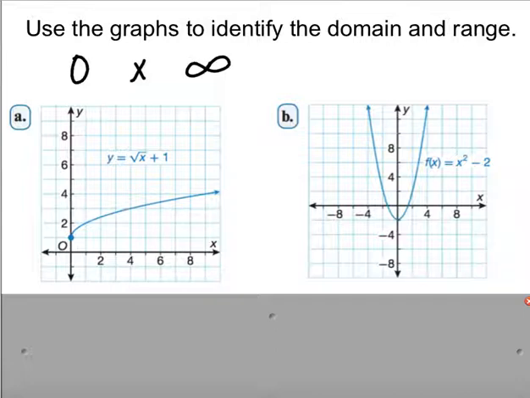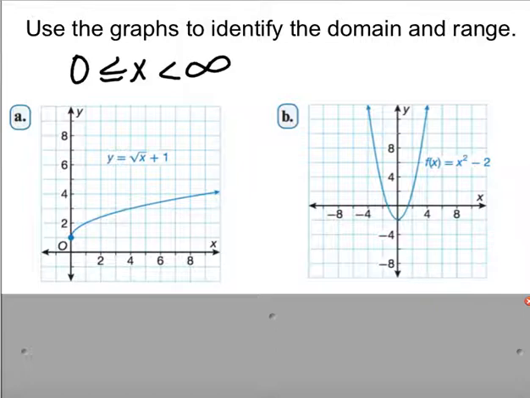Okay? Can we include 0? Yes, because it's a filled in dot. So x needs to be greater than or equal to 0 and less than infinity. And we can show that as a combined inequality. So that's my domain. What about my range?